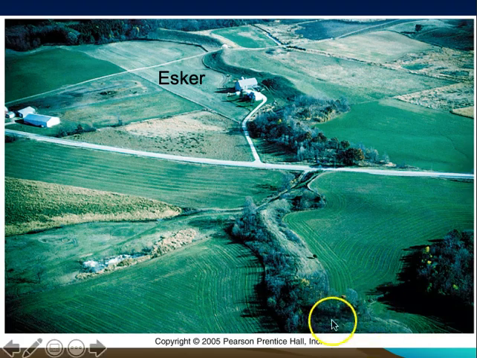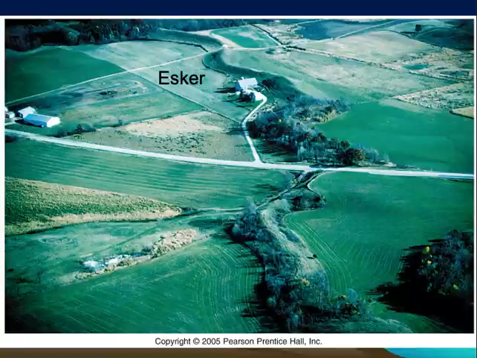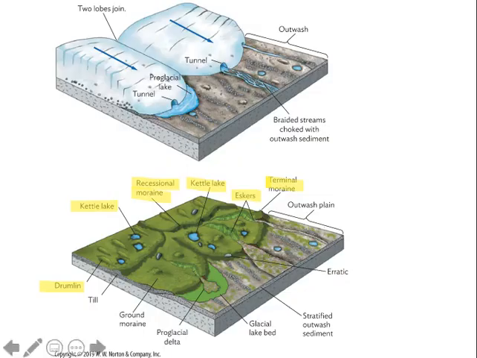Here's an esker, long, snaking, low hill. These also show up nicely on a topographic map. There's a long, low hill. And if we go back to our illustration here, we see the esker here and here. Let's connect that to the glacier. And that would have been forming here and here.